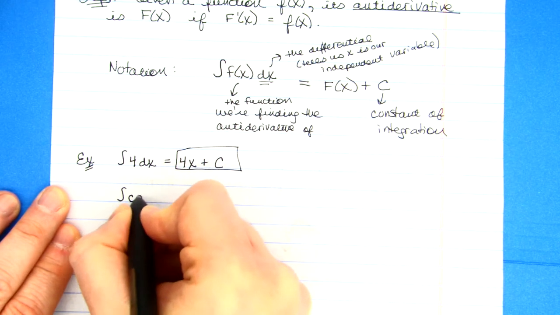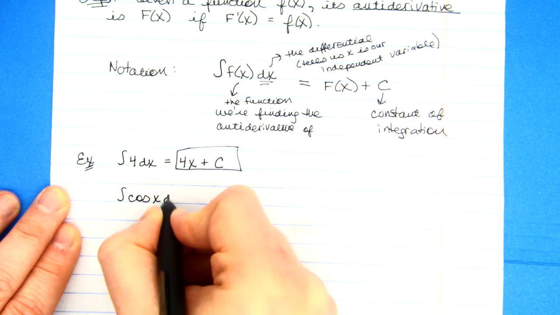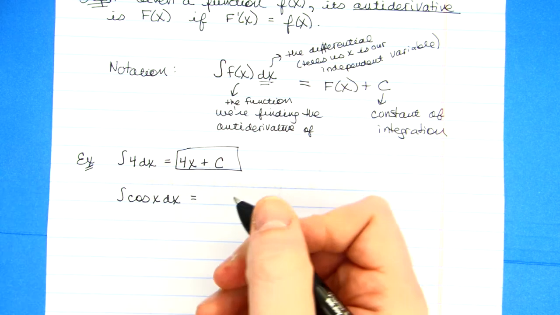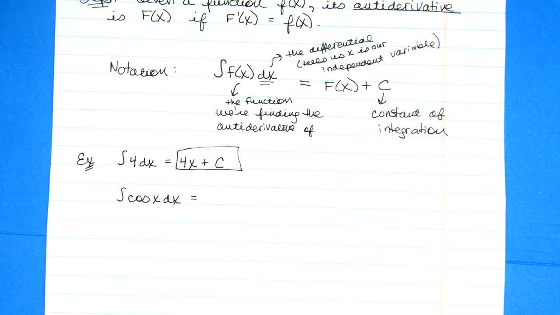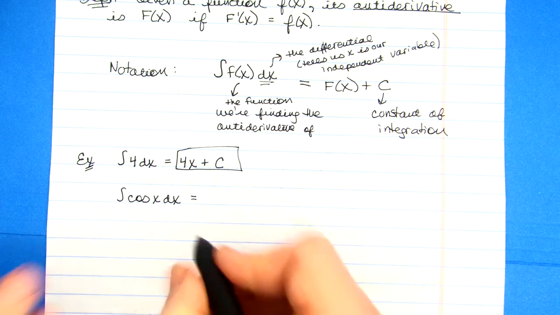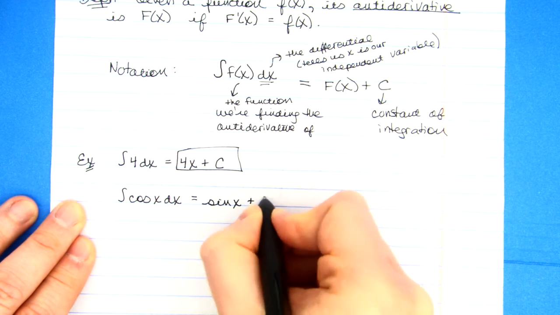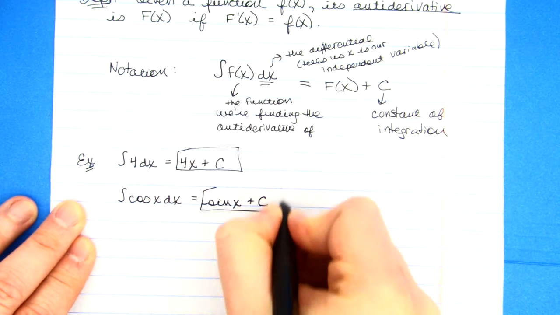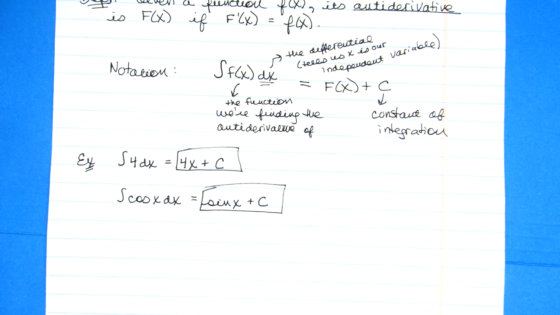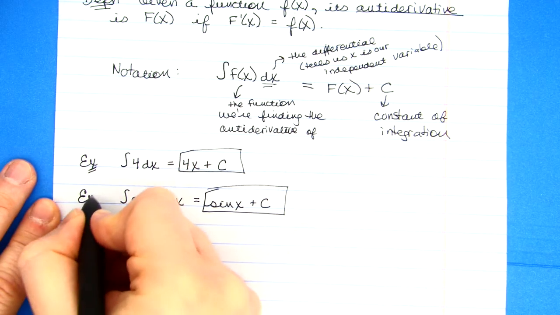If I ask you for the integral of the cosine of x dx, it's like I'm asking you what has the cosine of x dx as its derivative. I think you can figure that out. What has cosine x dx as its derivative? I hope you said sine x, but I also hope you said plus a constant at the end. The integral of cosine x dx is sine x plus a constant.